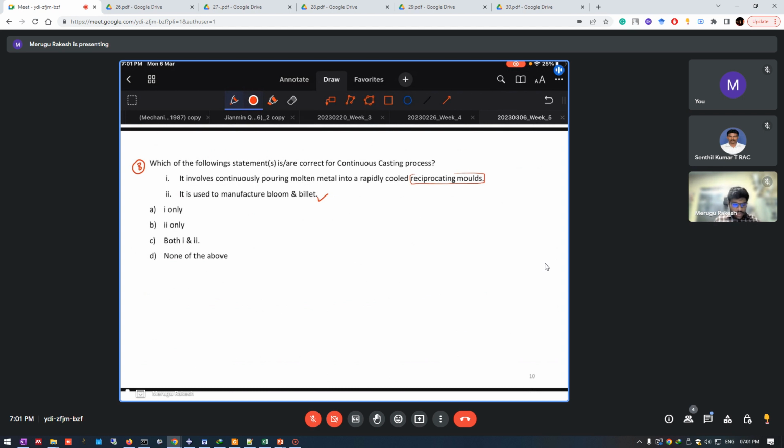So in some cases, we can use reciprocating modes as well. Okay. So generally we can say that they are like oscillating, meaning there are different types. So this statement will stand based on these oscillating modes. Okay. So both options will be correct.